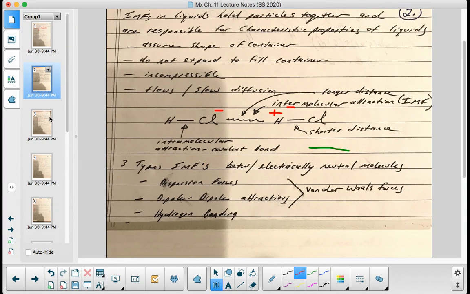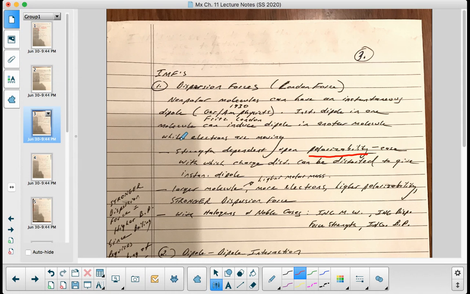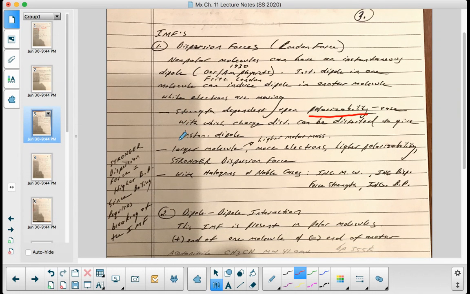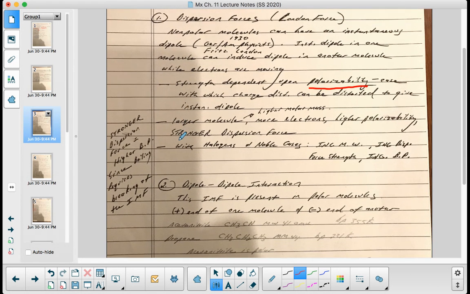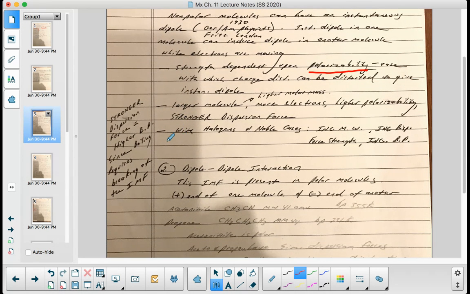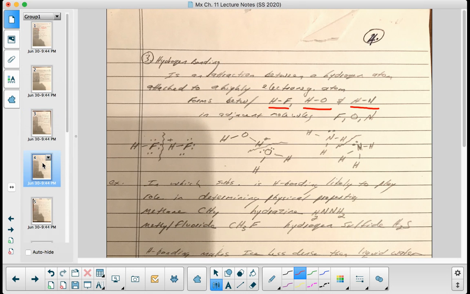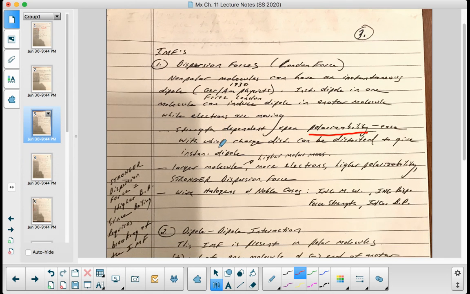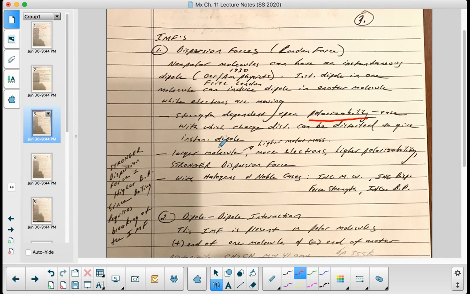So I'm going to go on to the third page. On the third page here, I give you some good details about the three different types of intermolecular forces: the dispersion force, the dipole-dipole force, and then on the fourth page, I go into the hydrogen bonding force. And some of the things I want to point out about, let's say, a dispersion force.